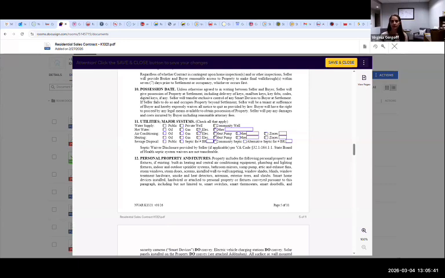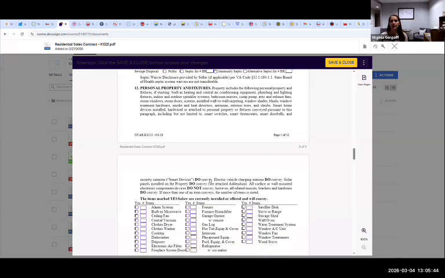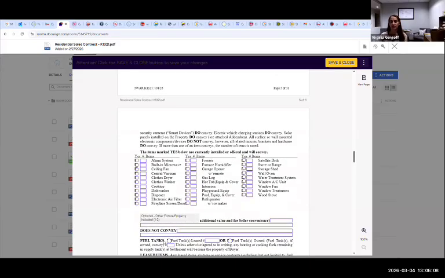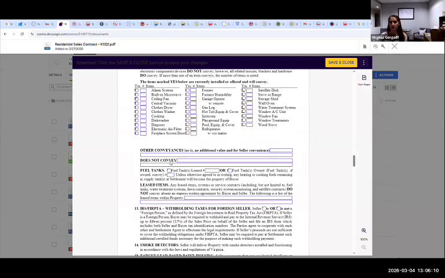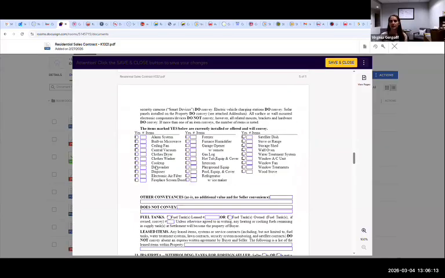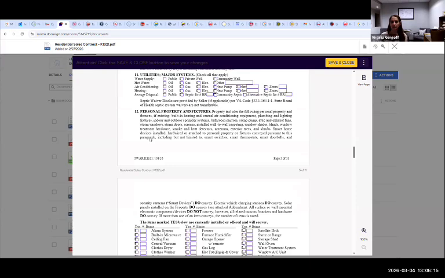Personal property and fixtures. Property includes the following personal property and fixtures, if existing, built-in heating and central air. The expectation is that that conveys plumbing and light fixtures. Any light fixtures that are attached to the property, the expectation is that they convey. If you have the antique chandelier from grandma and you do not want that to convey, make sure it's included in here. Does not convey. That's why you have this section here, right? What does not convey? Otherwise, the expectation is that it will convey, okay?